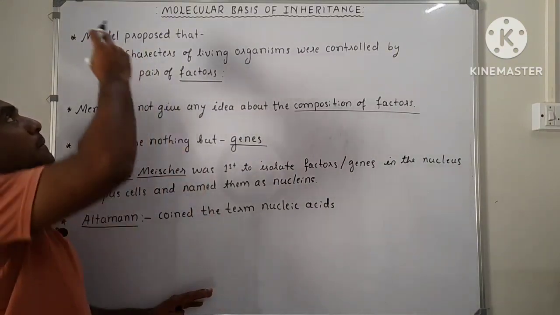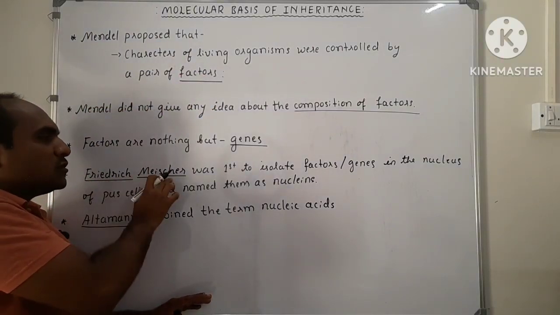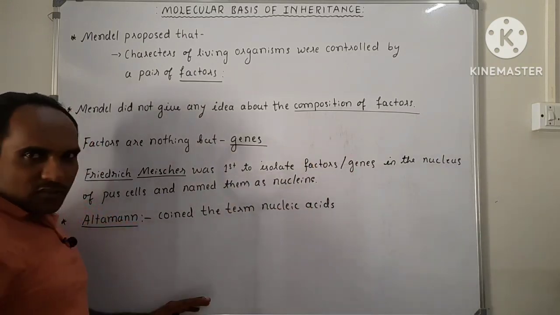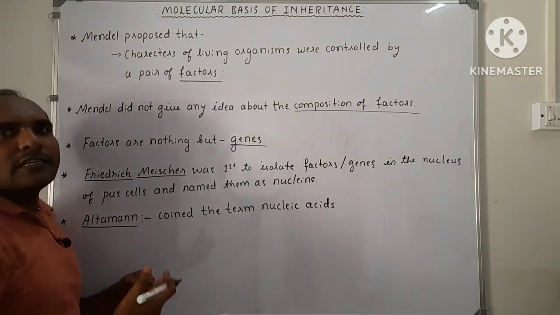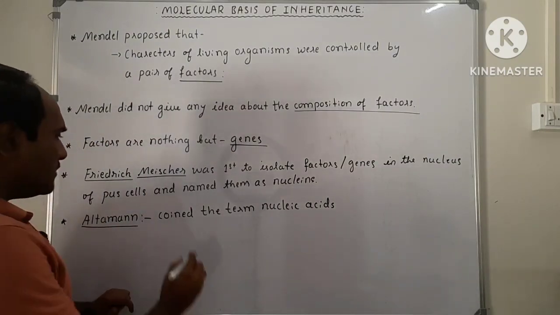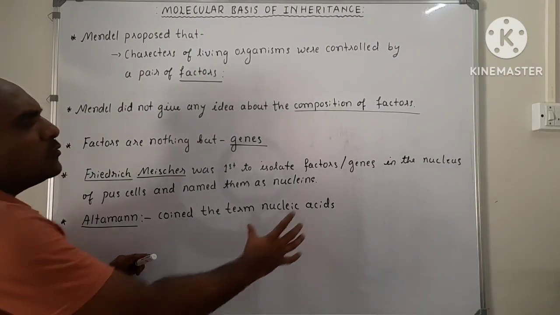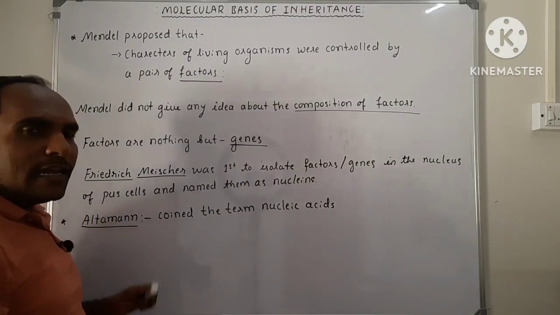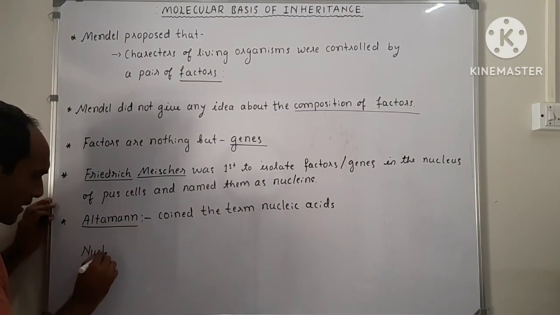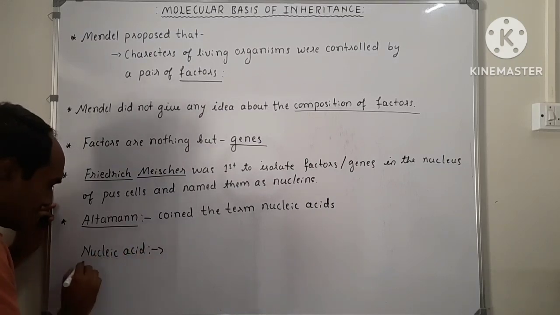The only difference is Mendel called them factors, Friedrich Miescher called them nucleins, and Altman called them nucleic acids. Different biochemists gave different names to the same unit. Got the point? And this is very important for your CET and NEET. Now let us study what we mean by nucleic acids. Already I told you, what is the definition of nucleic acid?